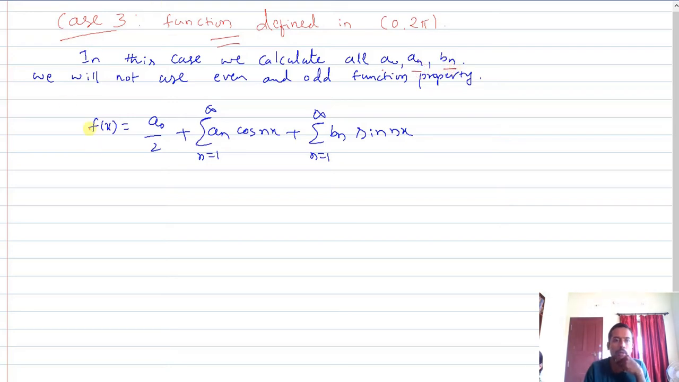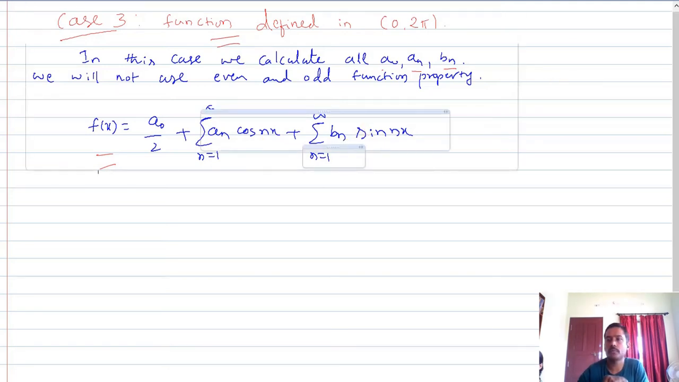We will not use the even and odd property. So in this case, f of x will be a0 by 2 plus an cos nx plus bn sin nx, because the L value is pi, so we get just cos nx and sin nx. So let us move on.